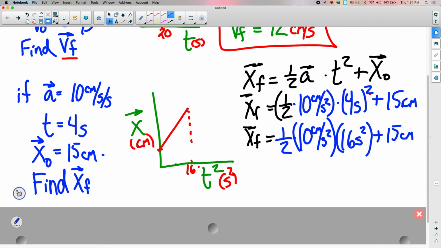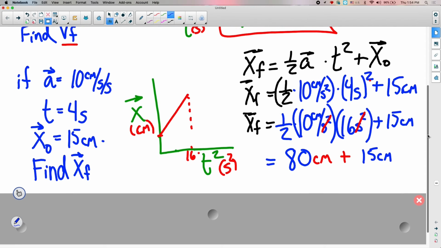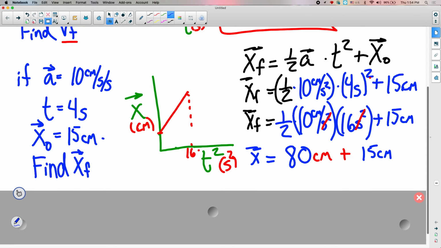5 times 16 would be 80. And the units for this are centimeters per second squared times seconds squared, so the seconds squared cancels out, which gives us 80 centimeters plus 15 centimeters. So it looks like in this case our final position is going to be 95 centimeters.